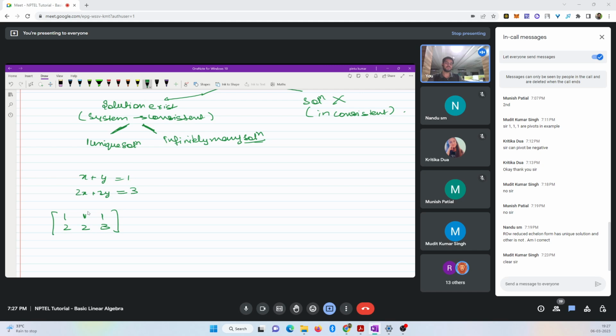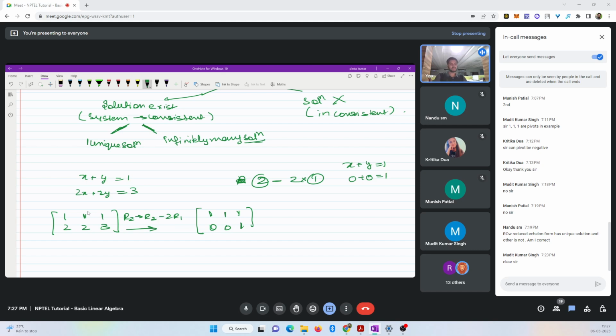And to solve this, what should we do? From the second equation, we should subtract 2 times the first equation. Same thing over here in the matrix also. So what we will do is, we'll take R2 to be R2 minus 2R1. Okay. So what do we get? This is 1, 1, 1, 0, 0, 1. The equation you would have got is x plus y is equal to 1, and 0 plus 0 is equal to 1.